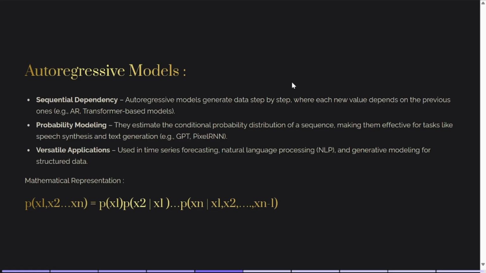In this equation, you can see that p of x1, the probability of x1, is generated first, then the next probability is multiplied. It will generate the probability of x2 depending on x1, and for the following step it will generate the probability of xn depending on all the previous x of 1, 2, 3, 4. So this is how the mathematical representation works.